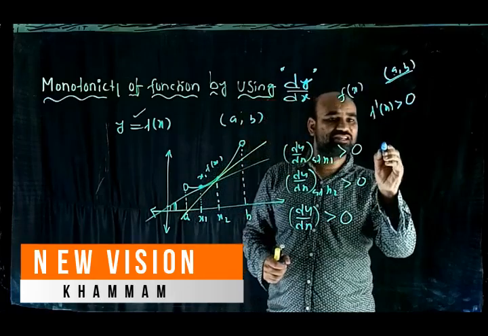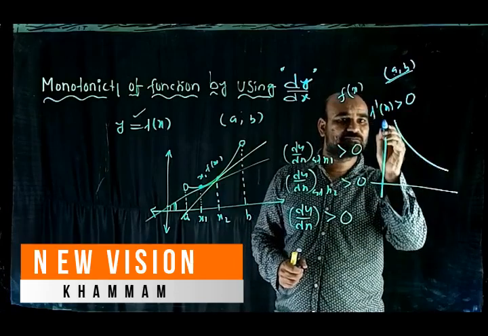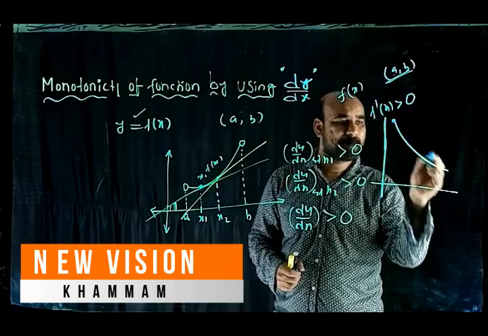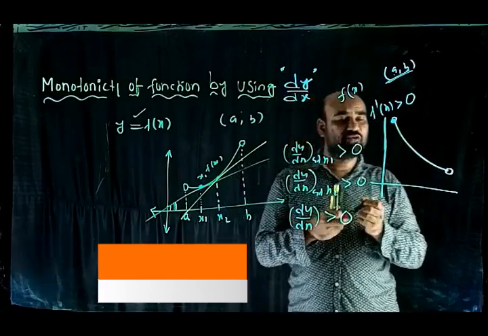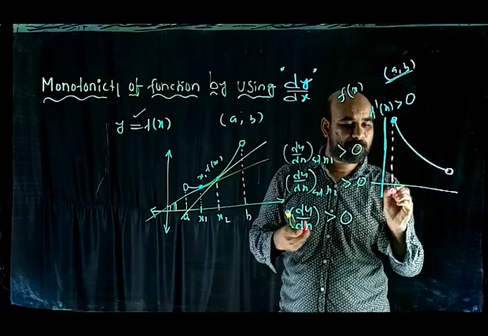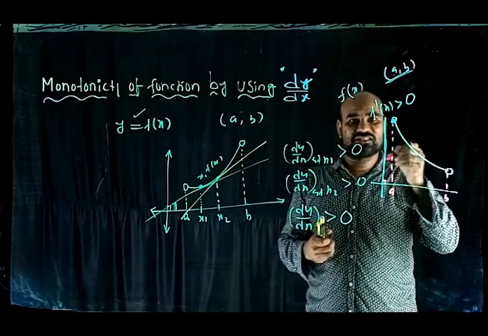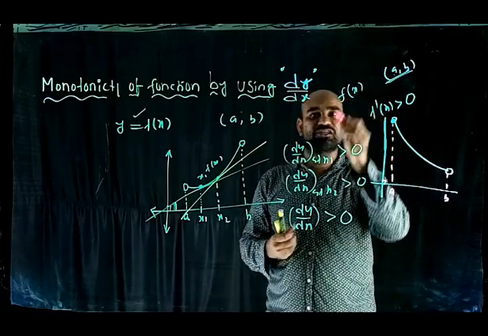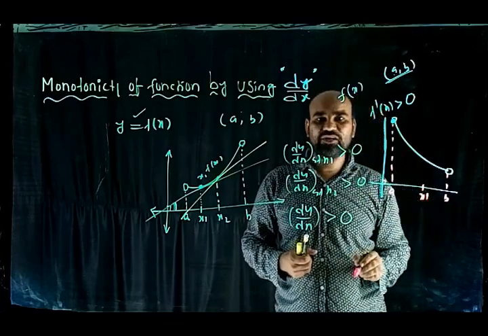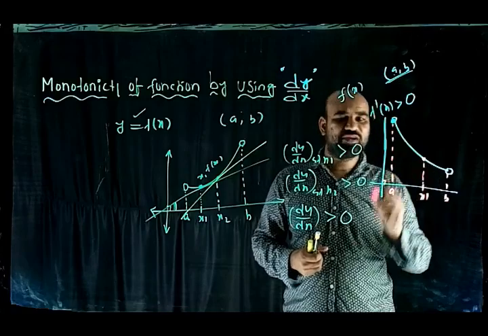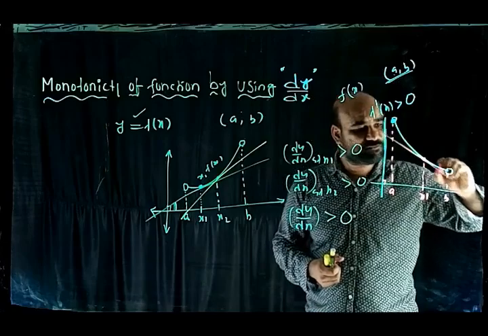Yeah, consider another case. Actually, this is a decreasing function in the interval (a, b). Now we want to decide it is decreasing in the interval (a, b) by using differentiation. Take any point x1 in between a and b. This point becomes (x1, f(x1)). At that point, draw a tangent to the curve.